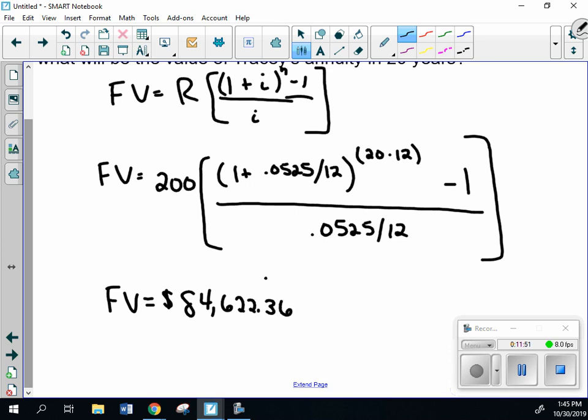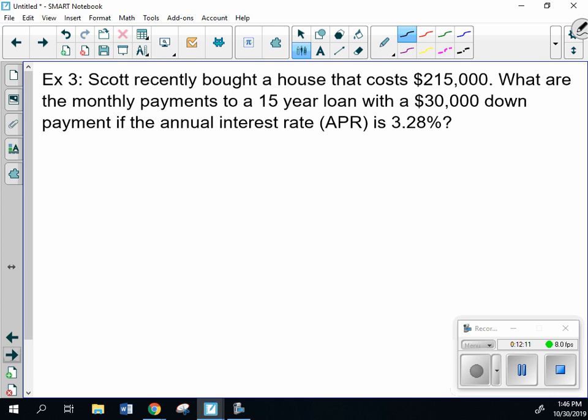$84,622.36. Future value investment. So contributing $200 each month for 20 years in an investment is going to gain her $84,000. That's a pretty good chunk of change, and that's something to look at for future investments in terms of like retirement. Last but not least, let's talk about present value.